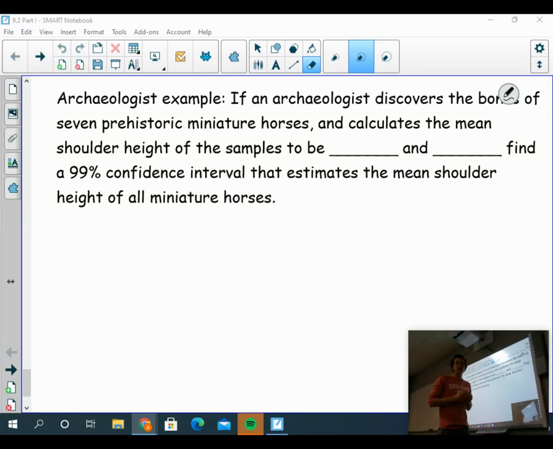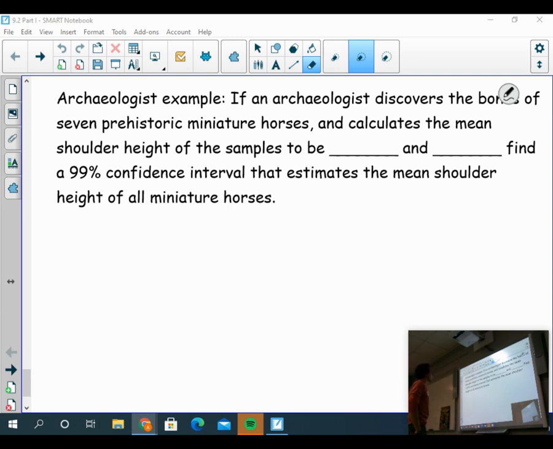All right, guys, now that we've gone through the theory and the new formula behind how we create confidence intervals when we have small sample sizes to predict our population mean, let's do a couple of examples. Let's go back and figure out our prehistoric horse example.